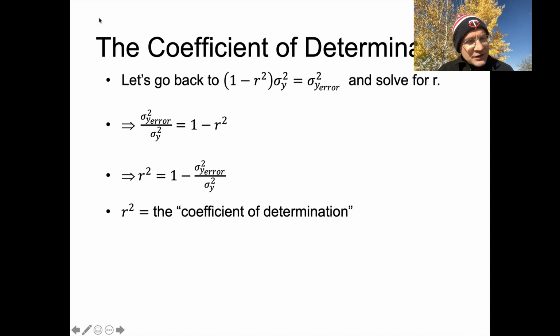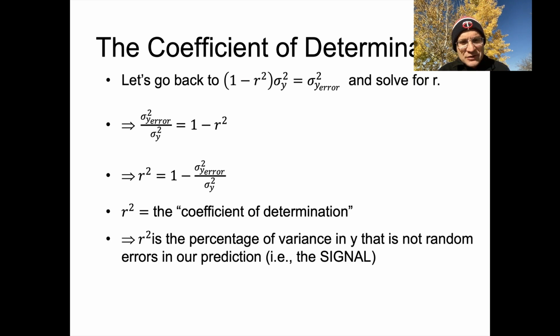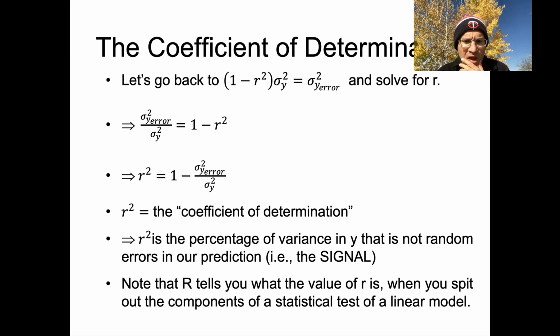So r squared is the coefficient of determination. It can range from 0 on the low end to 1 on the high end. It tells you how much of this relationship you can predict, how much you can determine using this correlation coefficient. So it's the percentage of variance in y that is not random error in our prediction, i.e. the signal. It's how much variance in y you can account for using this best fit line relationship.